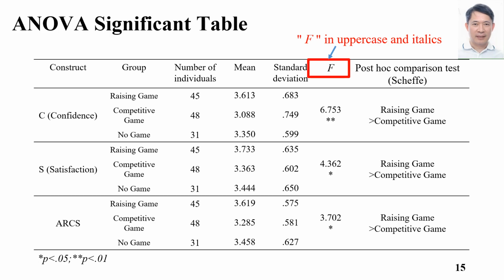Now, let's examine the significance level. With a value of 0.002, which is less than 0.01, it corresponds to 2 stars. Similarly, for variable S, it only has 1 star. The same applies to ARCS, which also has only 1 star.